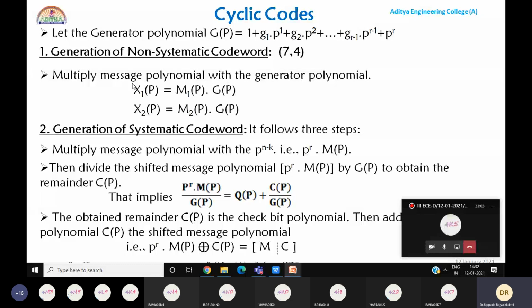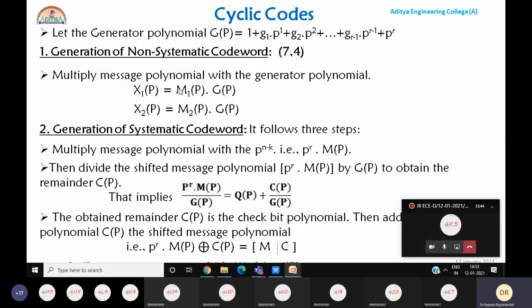For example, if the message is not given in the polynomial form, they will ask you to generate the code word using the non-systematic procedure for all combinations of message bits. For example, if the code is a (7,4) code, correlate this with (n, k). Because k is 4 here, the number of message bits is 4. So you will get a total of 16 combinations. Already I told you that, it is 2 power 4. Okay.